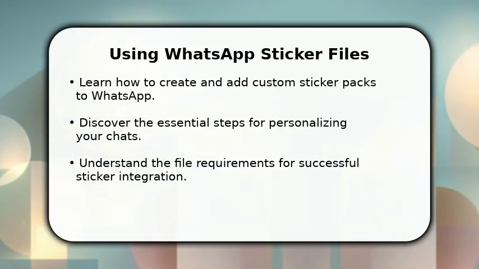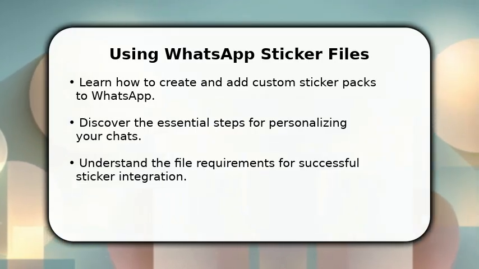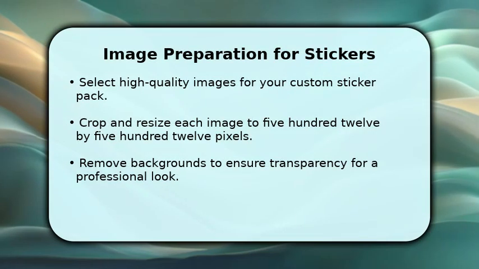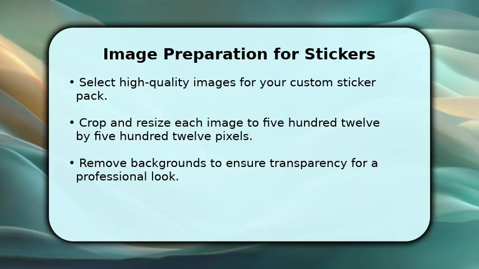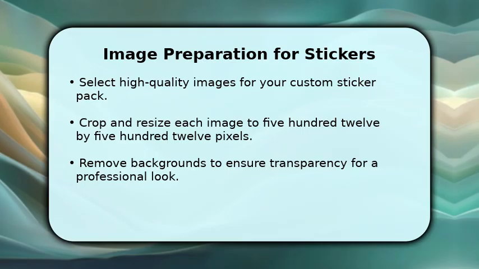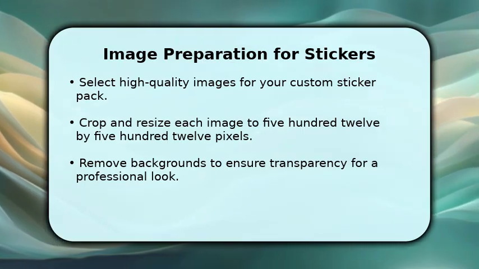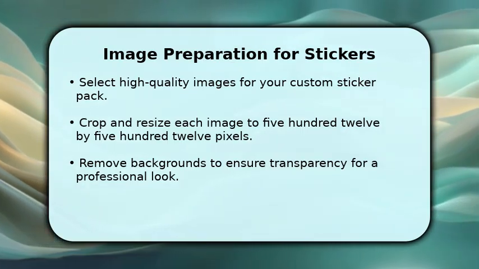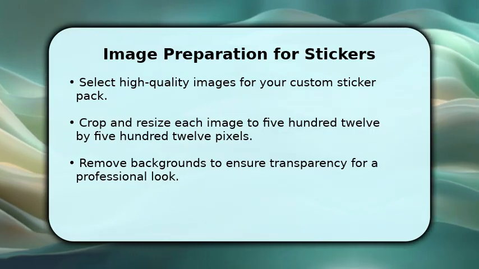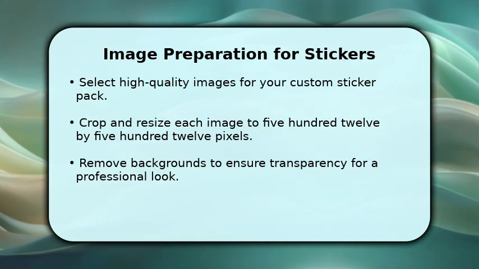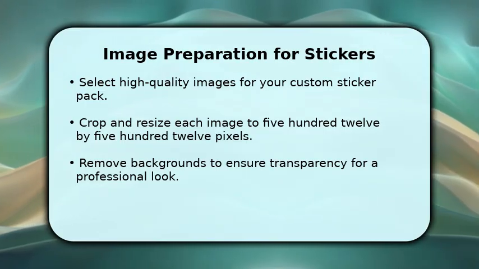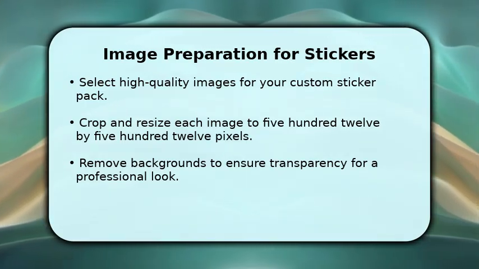You will also need a tray icon, which is a small image representing your sticker pack, measuring 96 by 96 pixels. Before creating your sticker pack, careful image preparation is key. Choose clear, engaging pictures you wish to transform into stickers. Use an image editor to precisely crop each image to 512 by 512 pixels. Crucially, remove any backgrounds to achieve a transparent effect, making your stickers look seamless in chats. Finally, save these perfectly sized and transparent images as PNG or WebP files, ready for the next step.